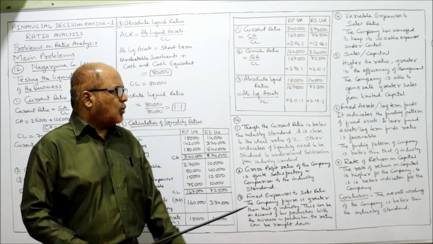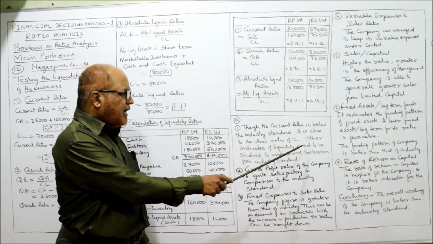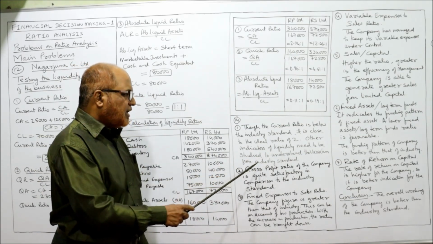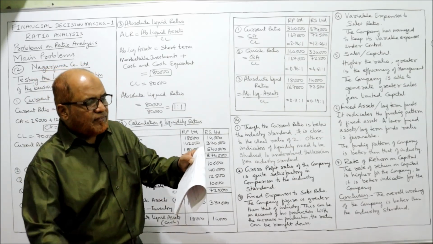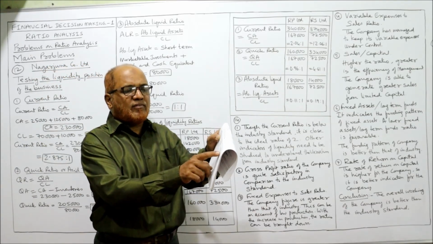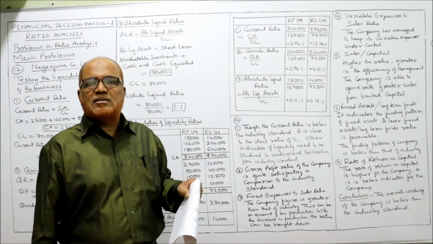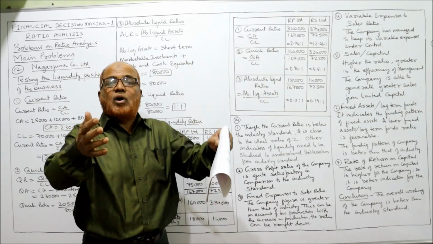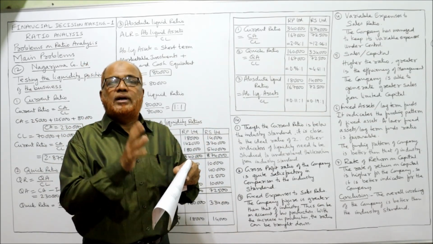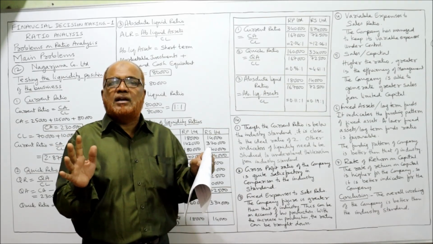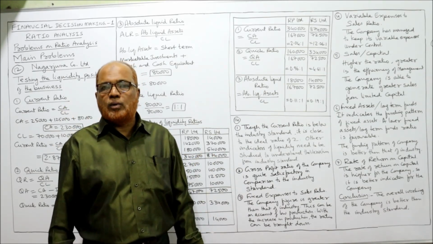It is very near to 2. Other indicators of liquidity need to be studied to understand the variation from industry standard. The difference is that 2.5 is the industry and 1.9. Why is there a difference? We have to study further. We want further information about liquidity. Then only we can finally give the conclusion about the liquidity.